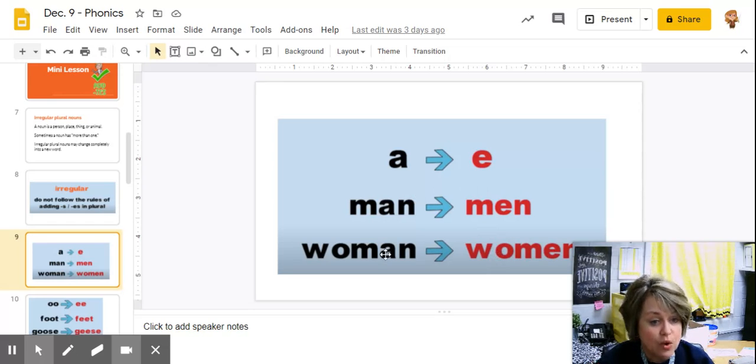So there was a woman standing at the door of the restroom. Several women came out of the restroom. Okay, so man and woman. Those are kind of easy to remember. You're just going to change those to men and women.